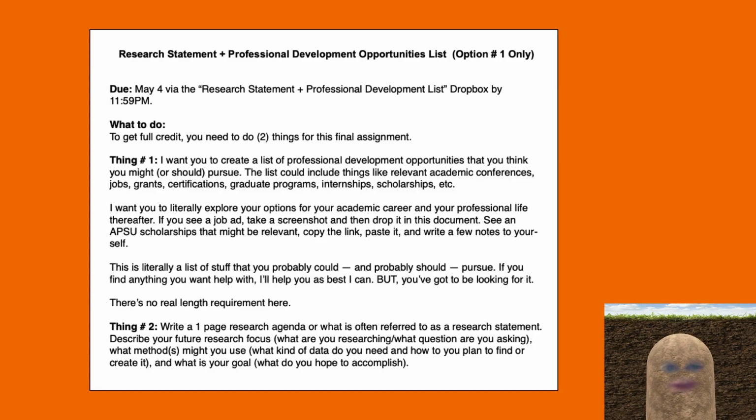This assignment is a 2-parter. In order to get full credit, you need to do both of those parts. Part 1 is pretty simple. It's a list. All you need to do is create a list of professional development opportunities that might be of interest to you. Copy and paste links or screenshots of job listings, grants, certifications, internships, scholarships, grad school programs that you're interested in, as well as assistantships, even courses in your major or minor that you need to take in the future or you have to graduate. Anything that you think will be of help to you. There's no minimum length requirement. There's no number of entries that I'm specifically looking for in this part of the assignment.